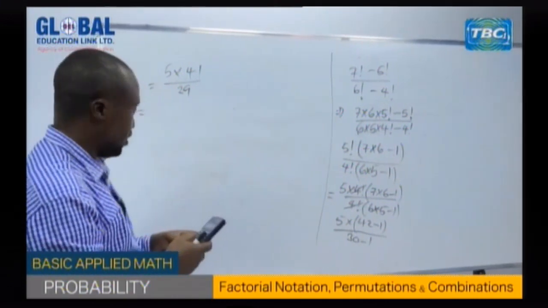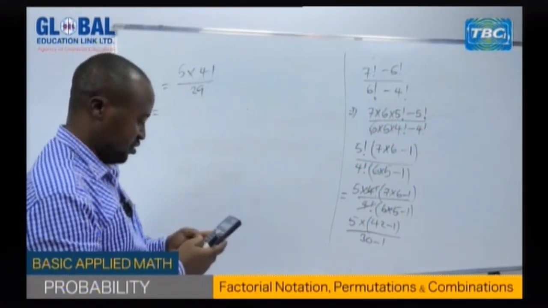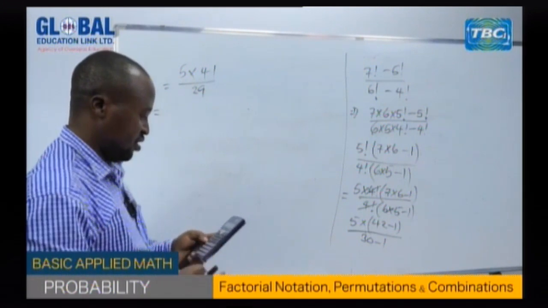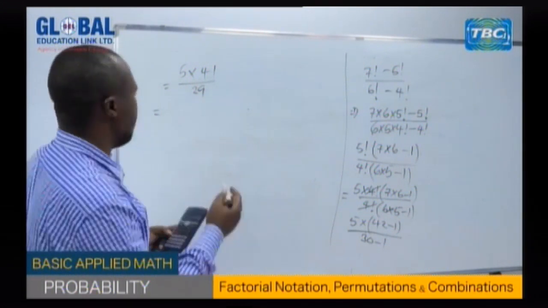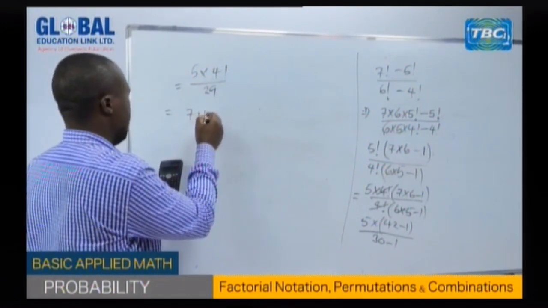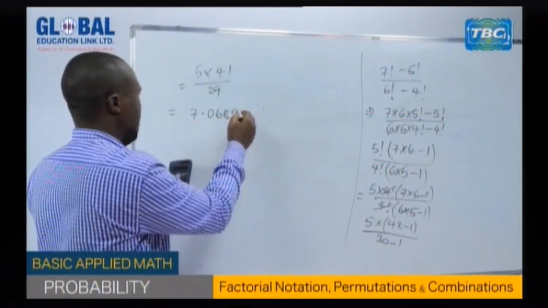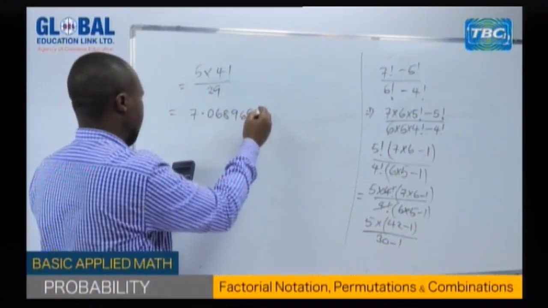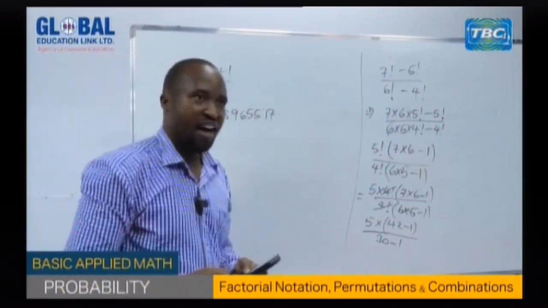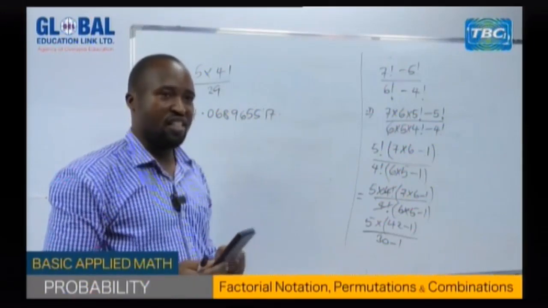That is 5 times 41 divided by 29. Now the final answer is equal to 7.068965517. I think even you have the same answer as you have seen here.